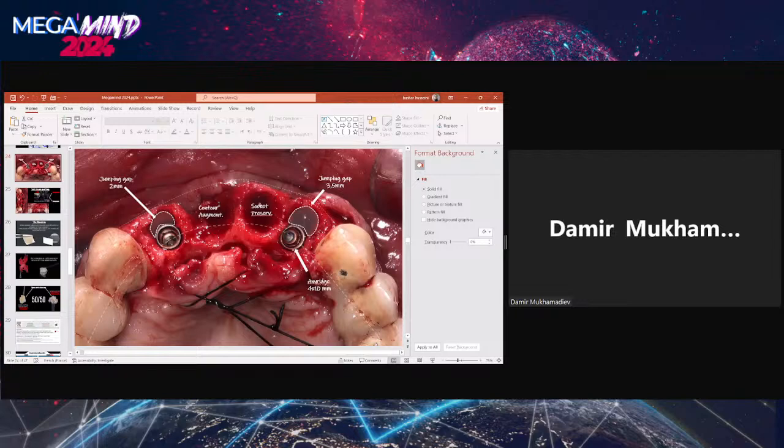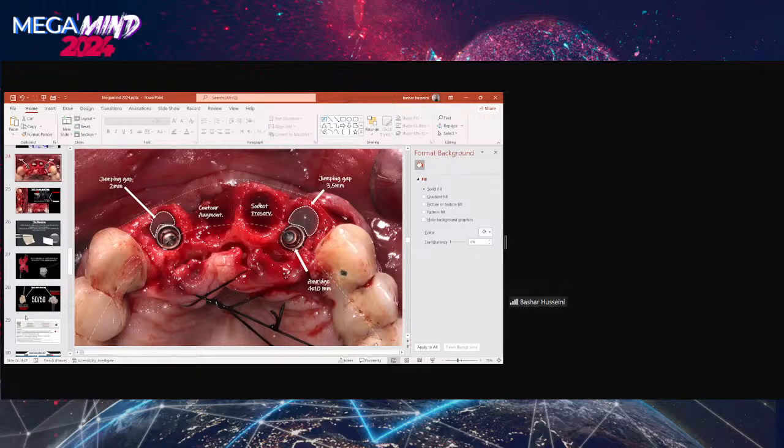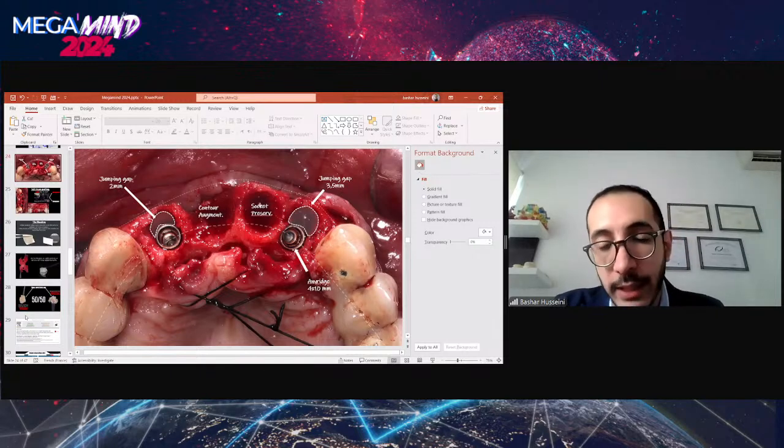Okay. Good. Okay. And the question is, if you would not use any membrane at all, would you get the same result?